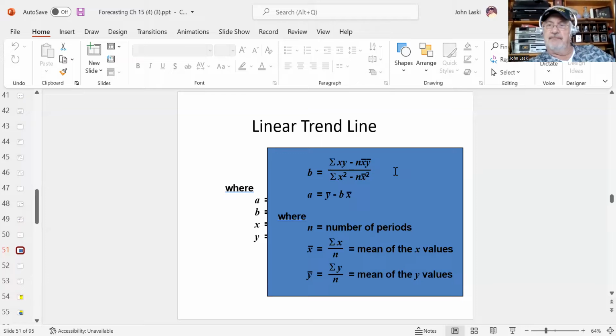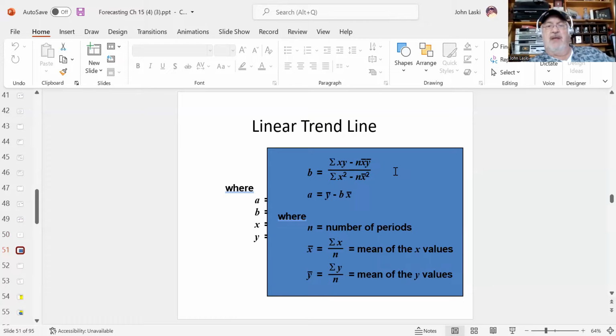N. How many inputs? How many elements? 3-period moving average, 3. 5-period moving average, 5. In some of the longer data lists that we had, it could be 10, it could be 12, trying to forecast that 13th period, or whatever. So n is the number of elements. So we got that part.